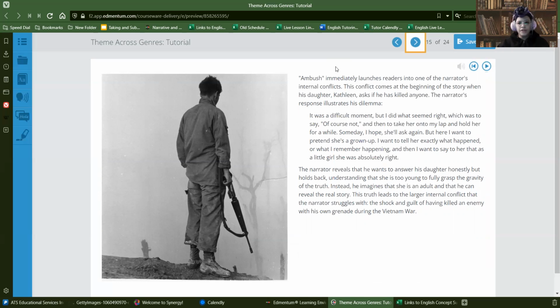So here they give you a little summary of Ambush. It basically talks about how difficult it is to answer questions about war. It starts off with his daughter asking if he's killed anyone. And he has a hard time answering his daughter honestly, especially because his daughter is young. She's not going to understand the weight of what he's done and the actual truth. So basically, it's about the internal conflict he has trying to decide if he wants to tell his daughter the honest answer to her question. He also struggles with just knowing that he has killed people himself during the war. So the internal conflict of him being honest with his daughter turns into the internal conflict of him struggling with his own memories.